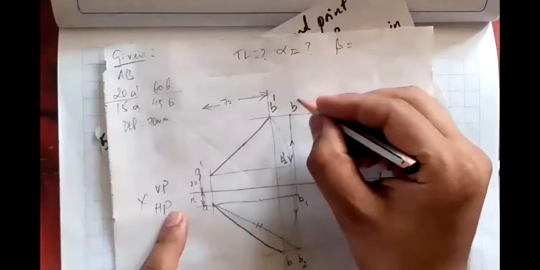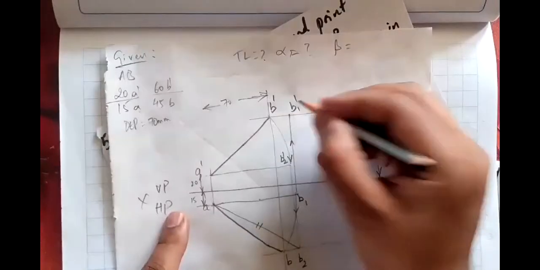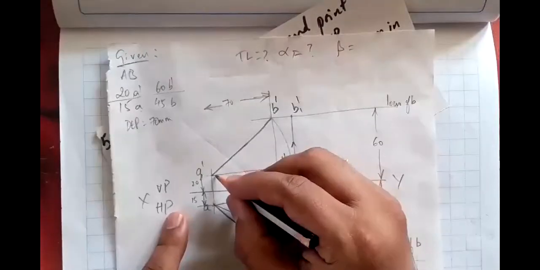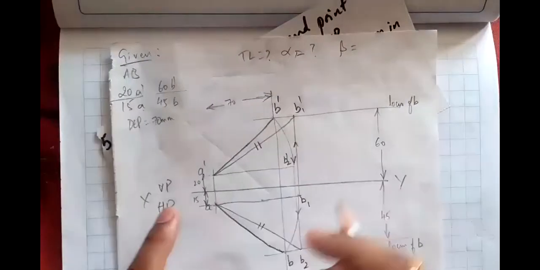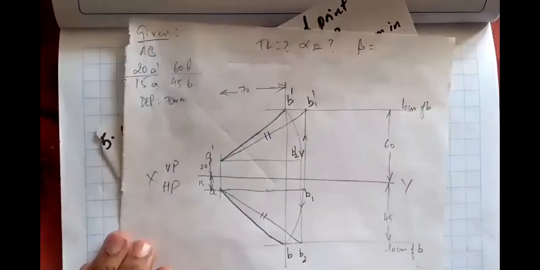Now if I join this A dash to B1 dash, this line should be equal to this line. Then only your problem will be right. Able to get it? Yes, sir.